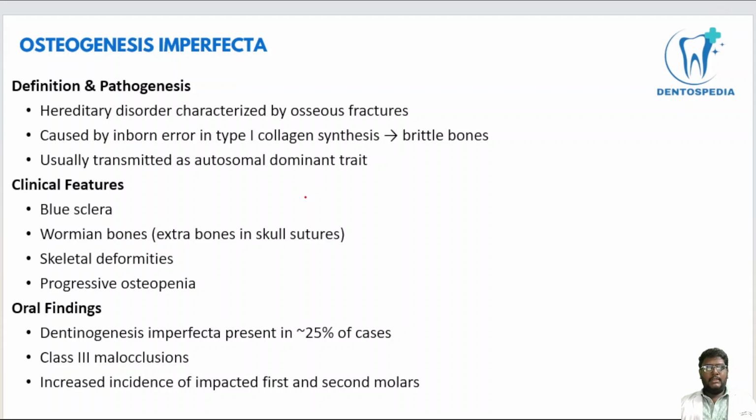Coming to another anomaly, that is osteogenesis imperfecta. It is a hereditary disorder characterized by osseous fractures. There is an error occurring in the type 1 collagen genes. Okay, so that's why we are having brittle bones and multiple fractures. So bone contains an important collagen, that is type 1. So here type 1 is affected, right? So that's why bones are fragile and easy to fracture.